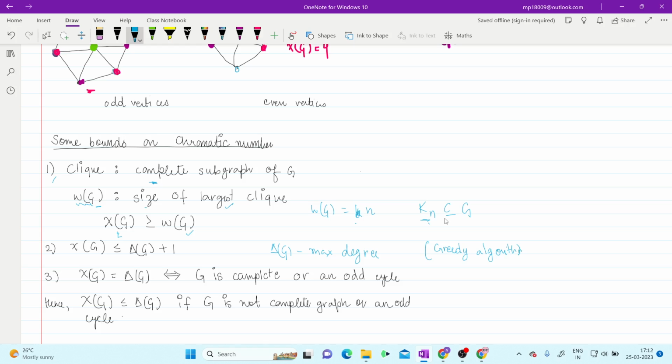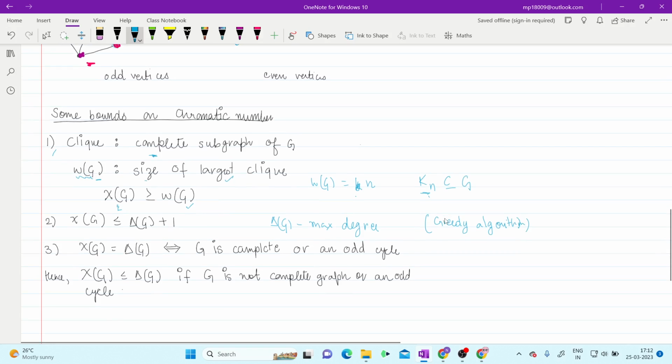And so interestingly, this bound, we also have a necessary and sufficient condition for the graphs when they achieve this bound. So we have that the chromatic number of G will be equal to maximum degree plus 1 if and only if G is either a complete graph or an odd cycle.